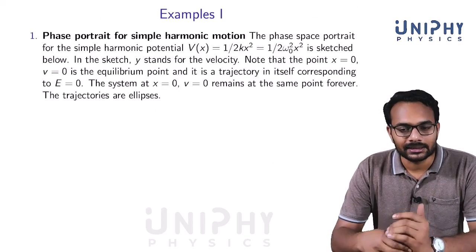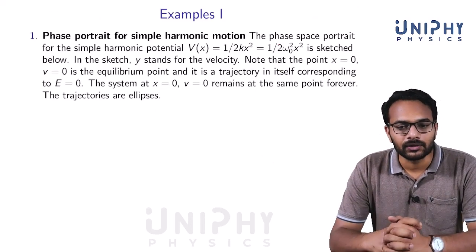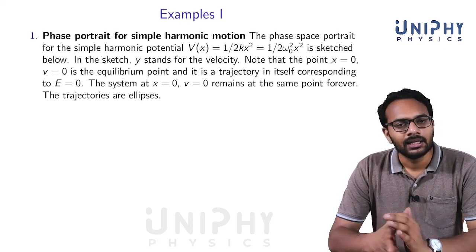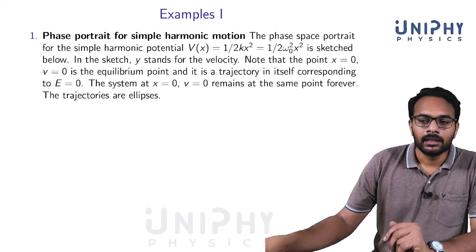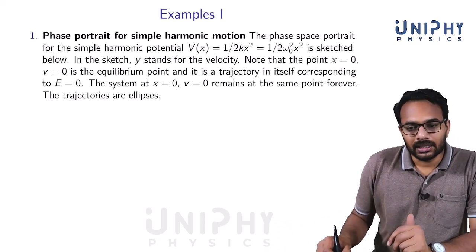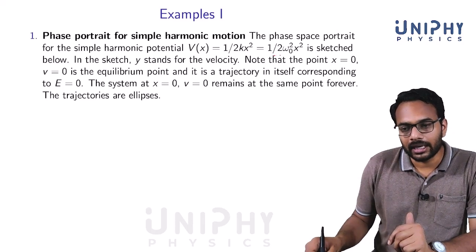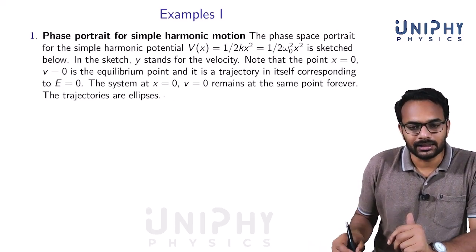Okay, in the next session we'll just do the phase portrait for a simple harmonic motion. We already discussed this, but we'll go through it in some more detail. The phase space portrait for a simple harmonic potential V of x equal to half kx square, which is equal to half omega square x square, is sketched. All right, how do we sketch?